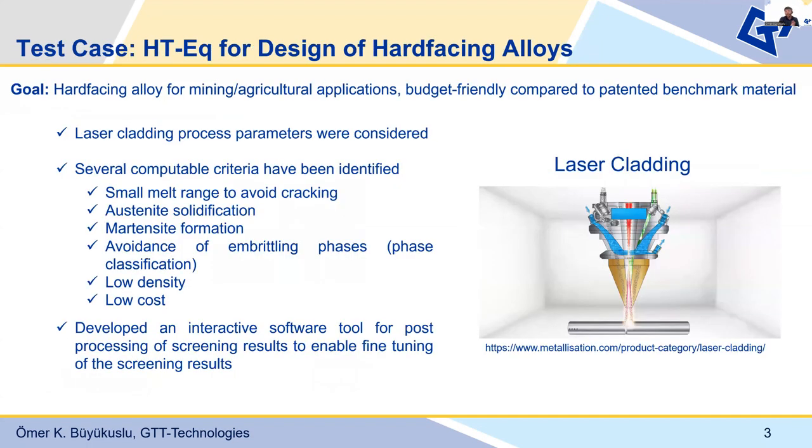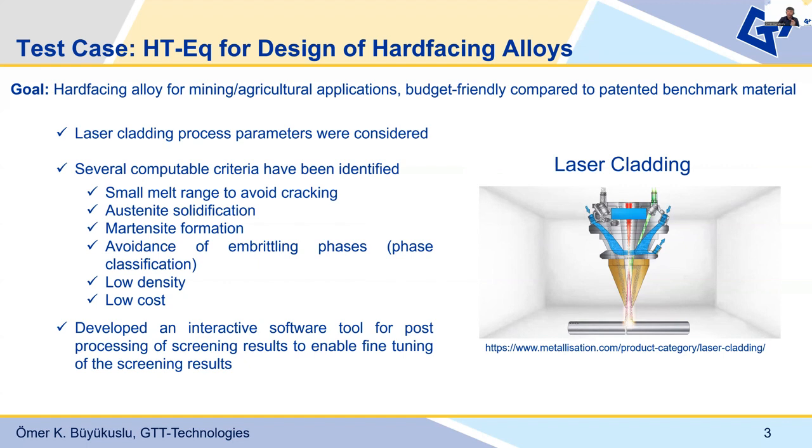Now, let's dig deeper into the screening approach with the help of a practical example. We focus on the design of a hard-facing alloy for mining or agricultural applications. Specifically, we will consider the laser cladding process parameters, which play a crucial role in the material properties. Laser cladding involves the use of a laser beam, as you can see in the animation, to fuse a coating layer on a substrate, creating a hard and wear-resistant surface.